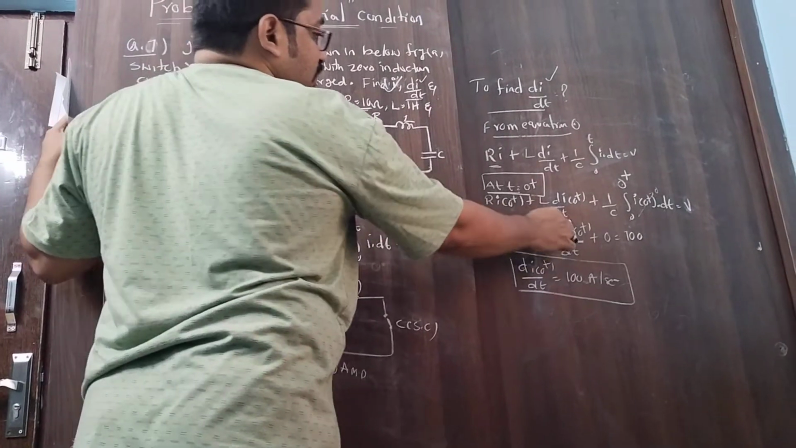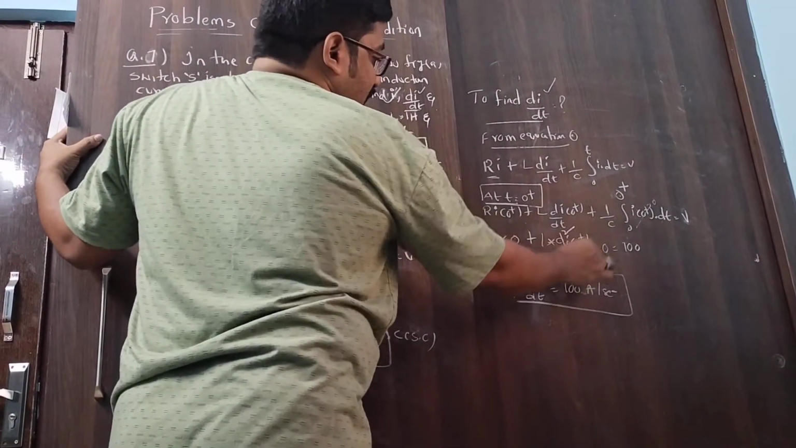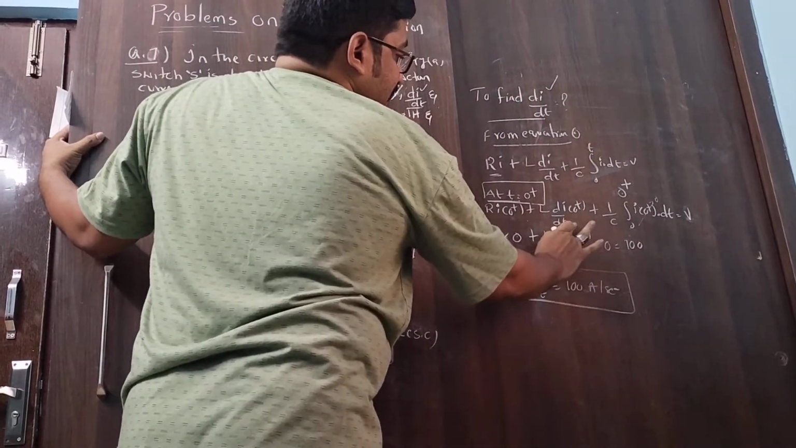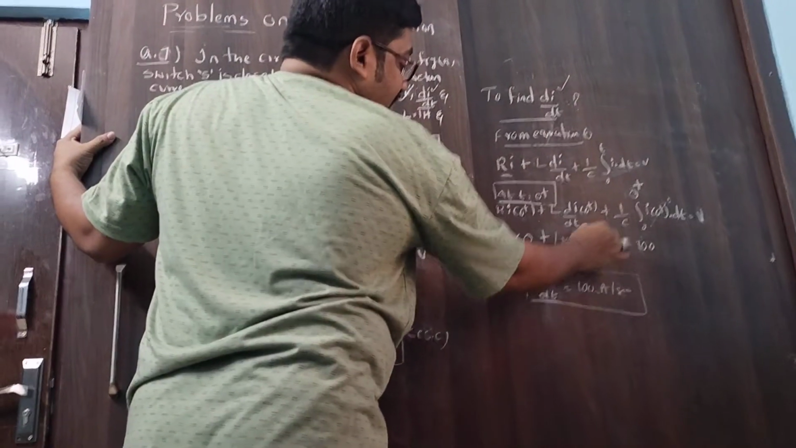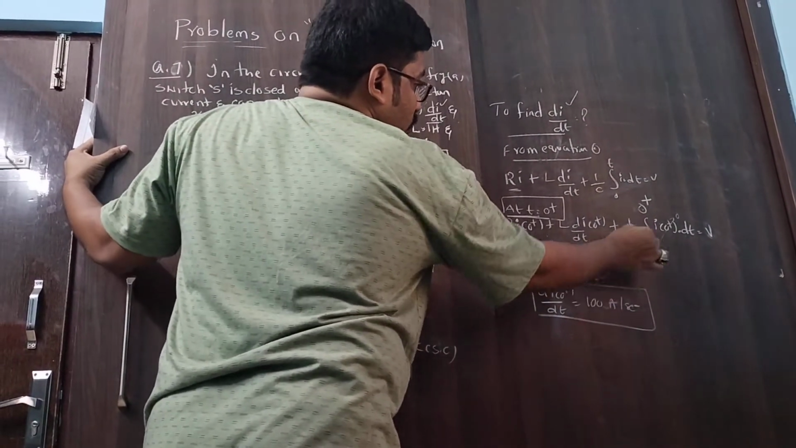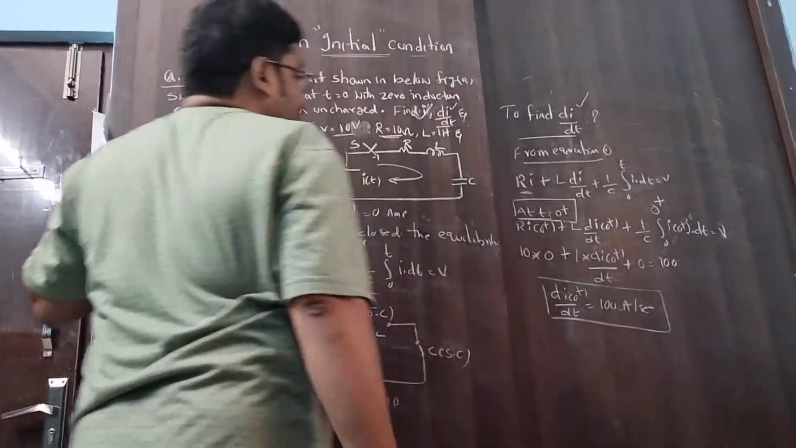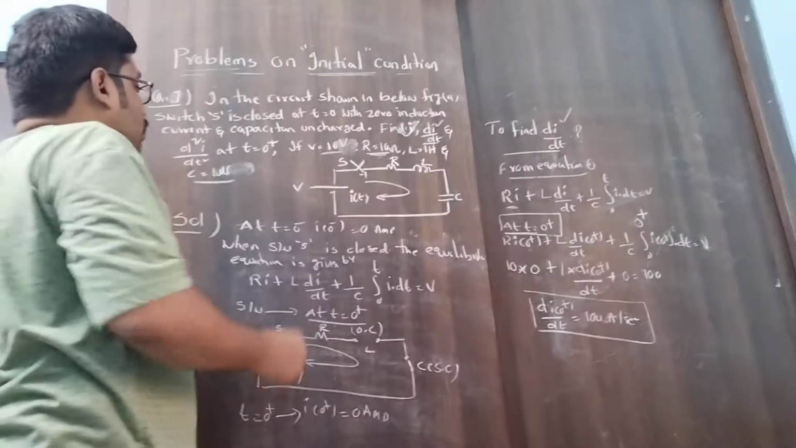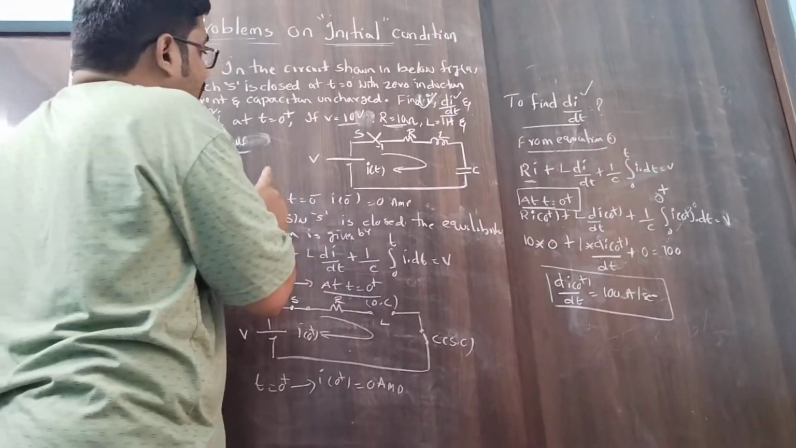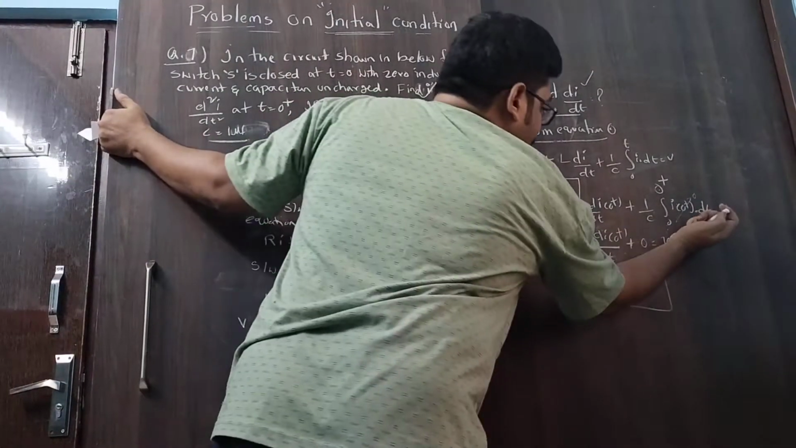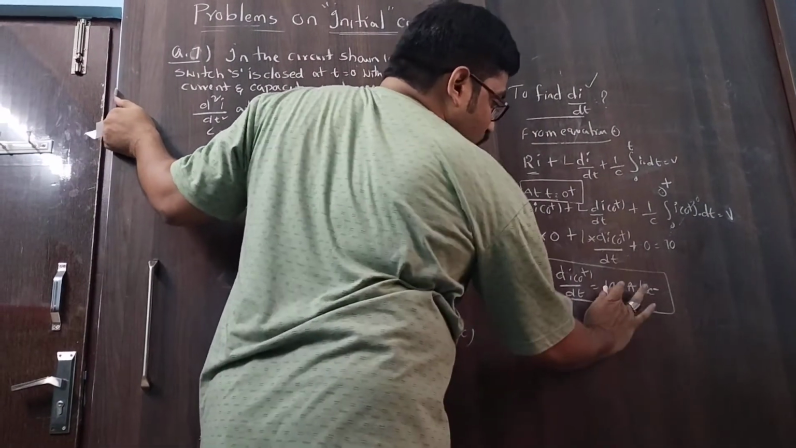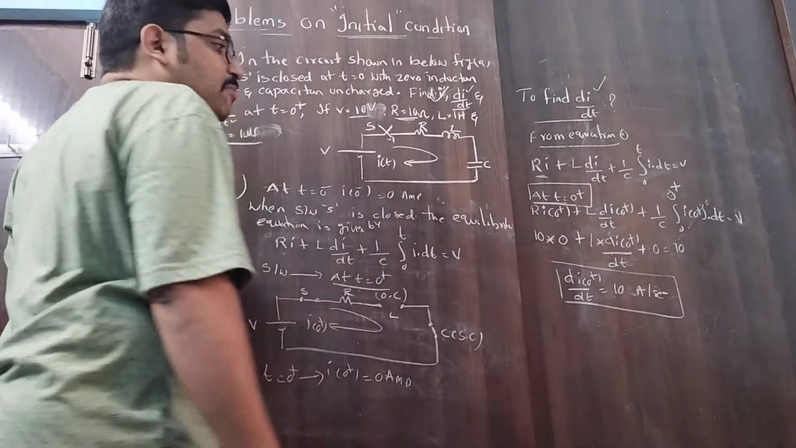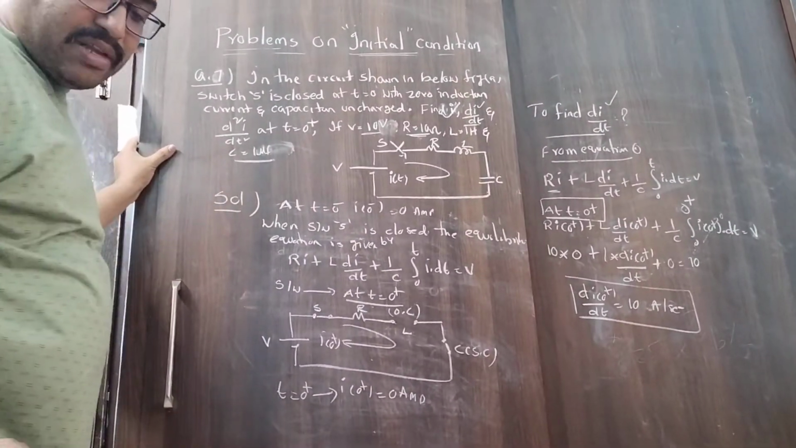The L value is 1, into di by dt at 0 plus. The integral, if you apply the limits 0 and 0, gives the 0 value. The value of V will be 10 volts. Therefore, you are going to get di by dt equal to 10 ampere per second.